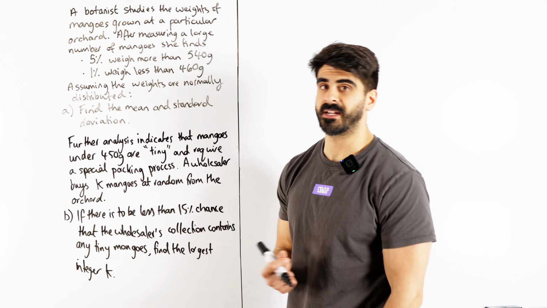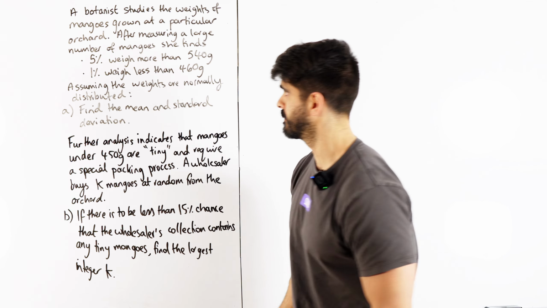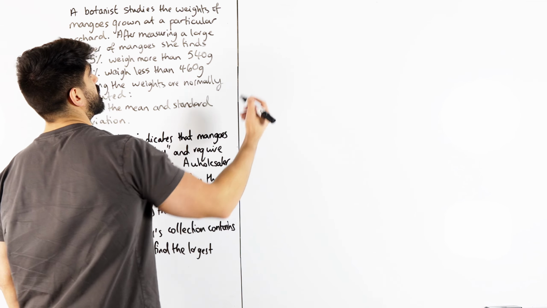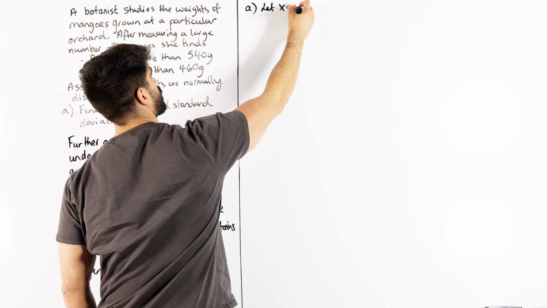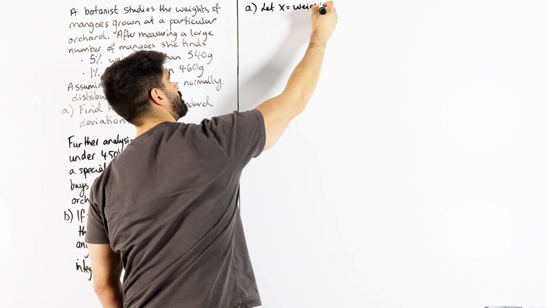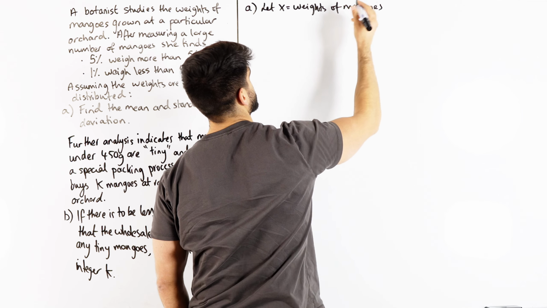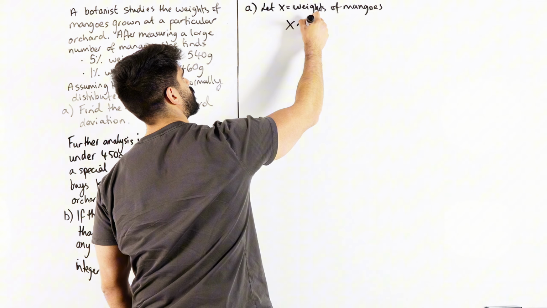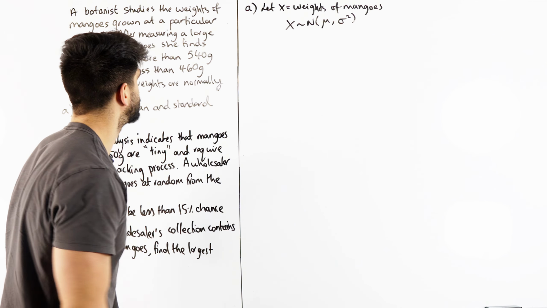Okay, now what did I tell you guys? With the normal distribution, you always need to do a sketch. So here, let's define our distribution. Let X equal the weights of mangoes. Always define what we're talking about. X is normally distributed with mean mu and variance sigma squared. We don't have those values.